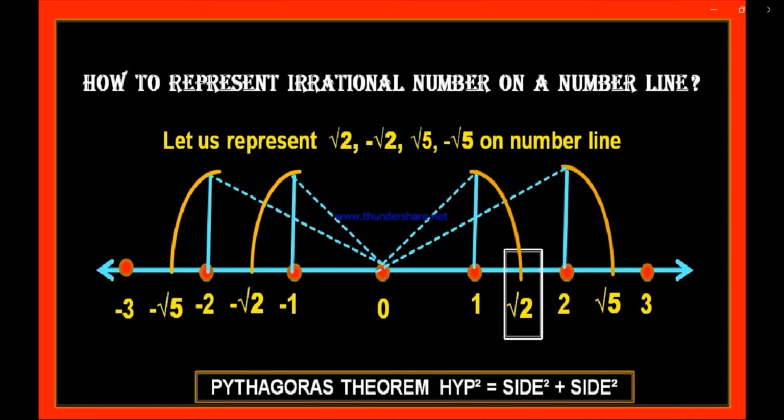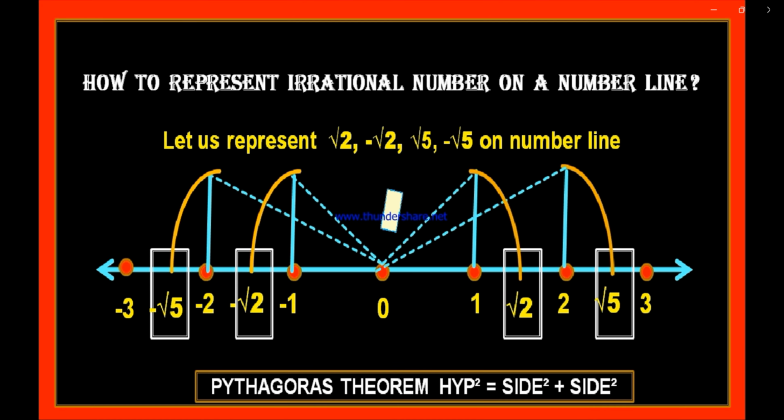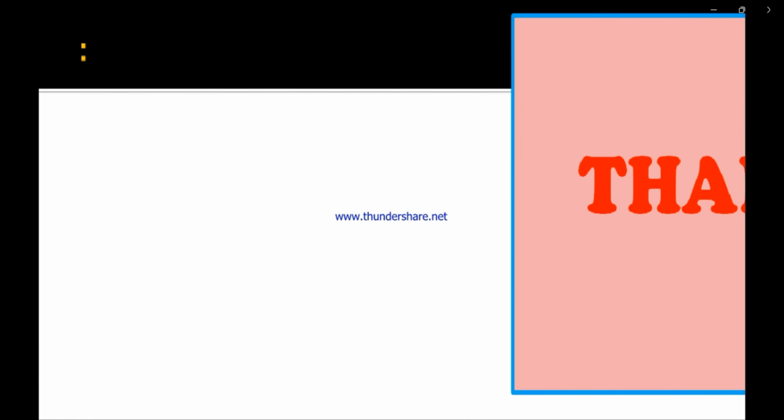Plus root 2 and minus root 2. Plus root 5 and minus root 5. So we located the given irrational numbers root 2, minus root 2, plus root 5 and minus root 5 on the number line using the Pythagoras theorem. Okay, thank you. Thank you one and all.